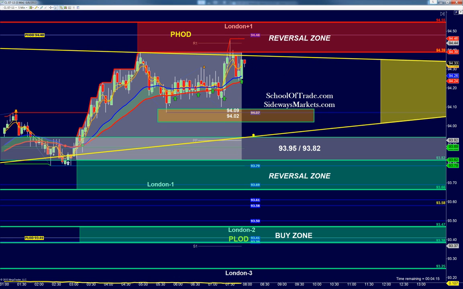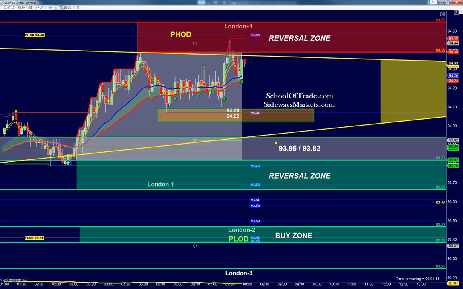I am going to have profit targets for my shorts at this trend line. I also must be aware that we have a huge buy zone here. This is actually a double buy zone. The 93.95 to 93.82 is a daily reversal zone, and then we have the London reversal zone here around 93.66.